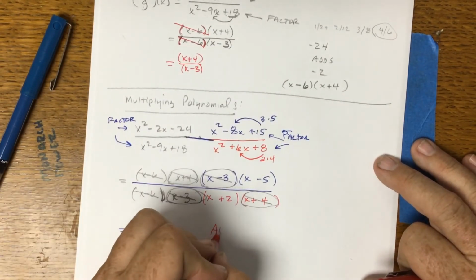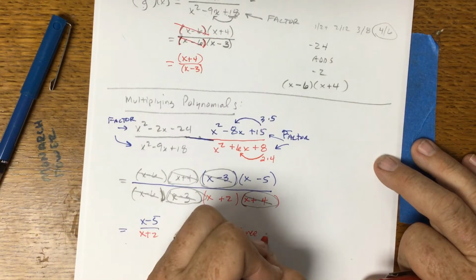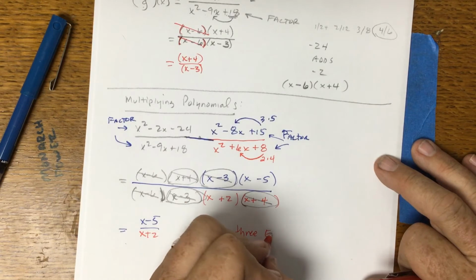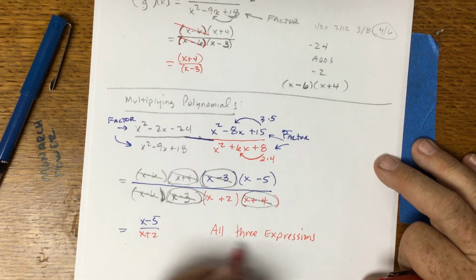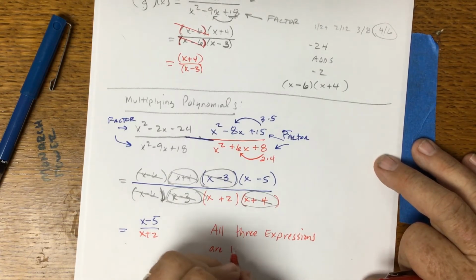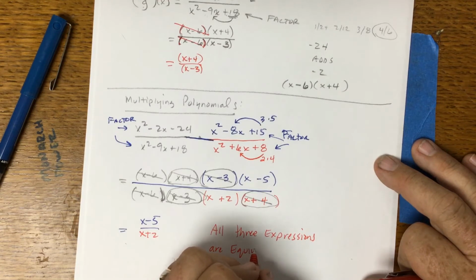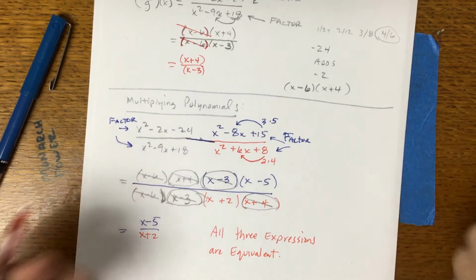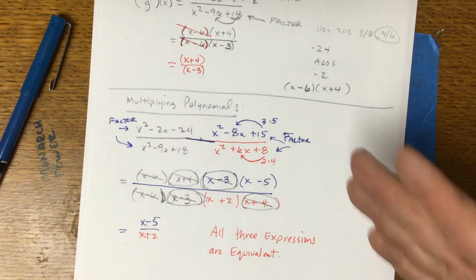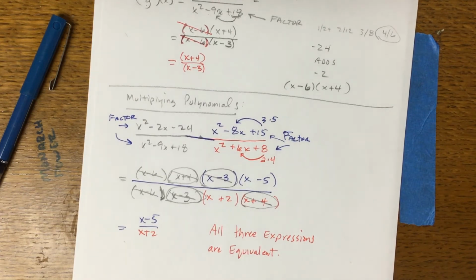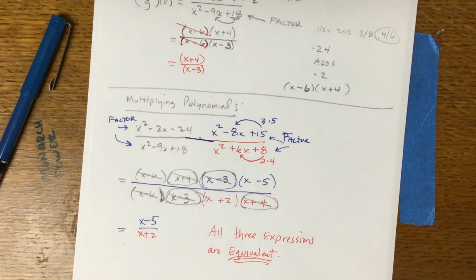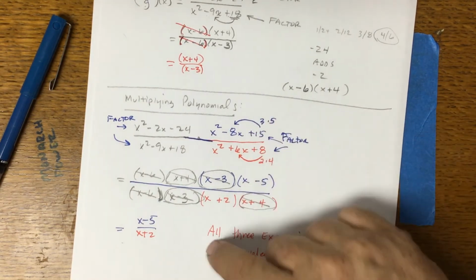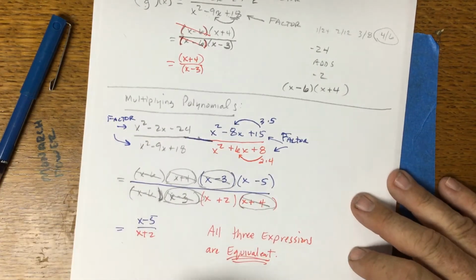So all 3 expressions. It's not an equation because we're not solving for anything. All 3 expressions are equivalent. If it was an equation, we would set it equal to something like equal to 2 or equal to 0, and then we'd solve for the x. We're just making equivalents. So these guys are all equivalent of each other. That's a key word. So when you simplify, you make equivalent expressions.